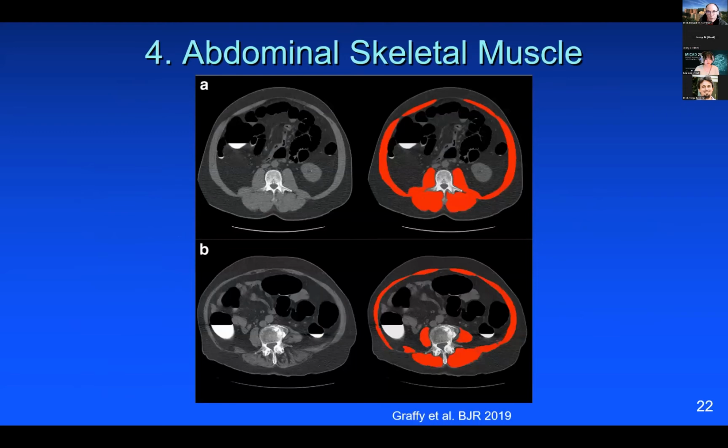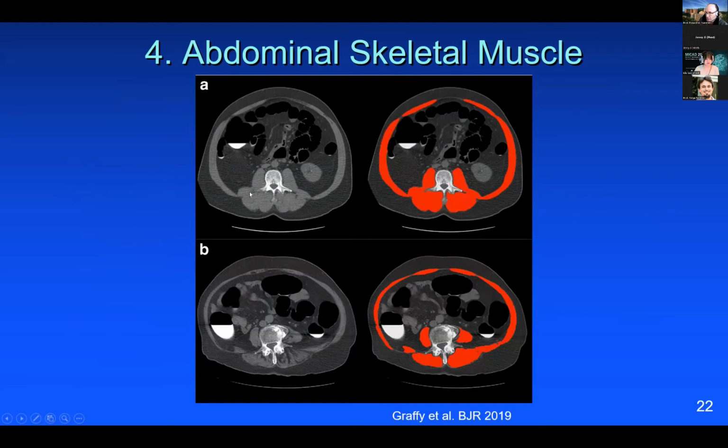So now I'll talk about the fourth tool, and this is the skeletal muscle tool that identifies all the muscle in the abdomen, and this is done at the L3 vertebral level. The muscles are these gray structures on the CT scan here, and here they are highlighted in red by an automated technique. These are two different patients.